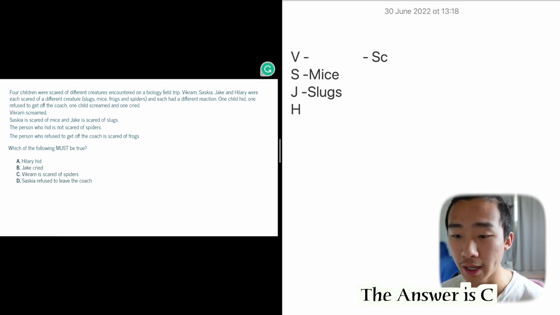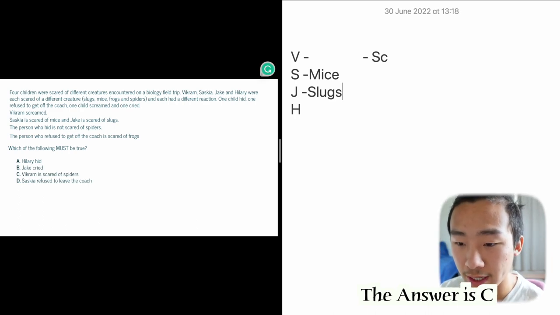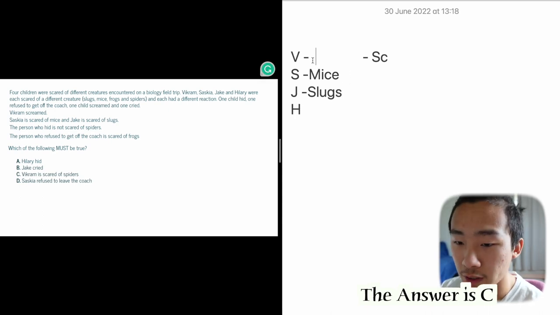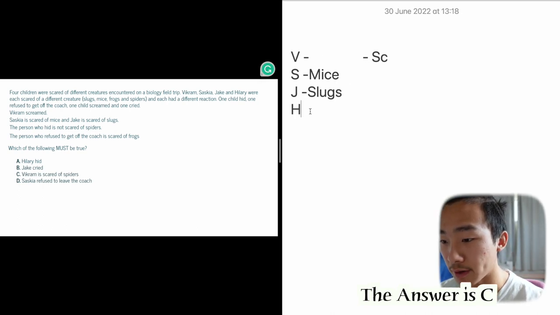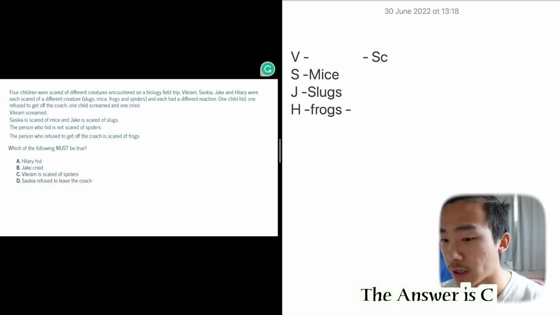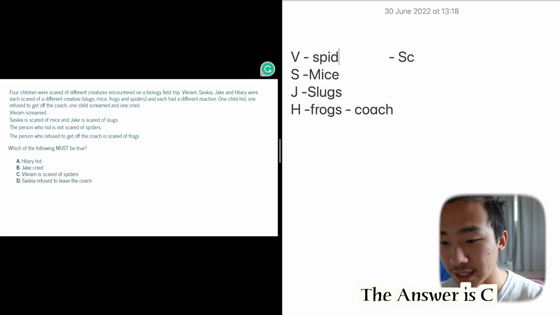Okay, the person who hid is not scared of spiders. Okay, so that's not very useful at the moment. And the person who refused to get off the couch. So we already have two animals over here. Vikram cannot be frogs because we know he screamed. So it's definitely Hillary who is scared of frogs and who refused to get off the couch, right? And that leaves Vikram with the spiders over here.